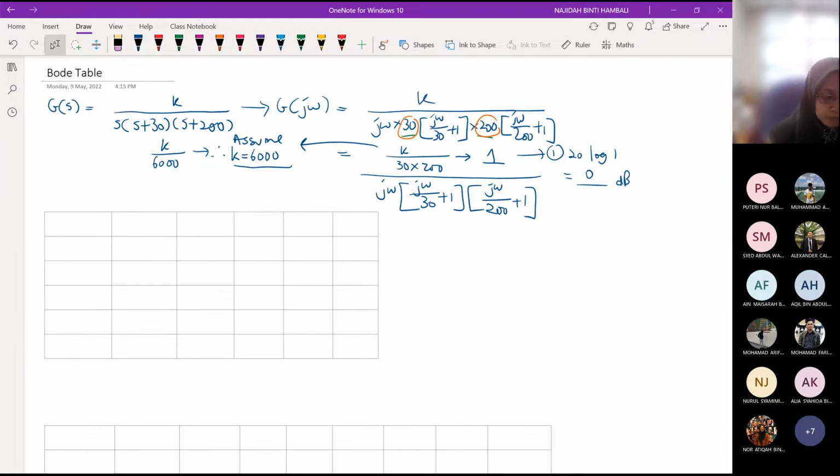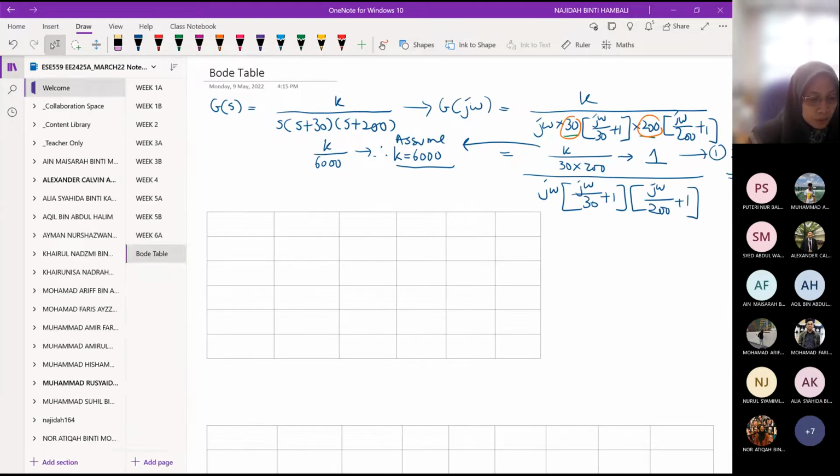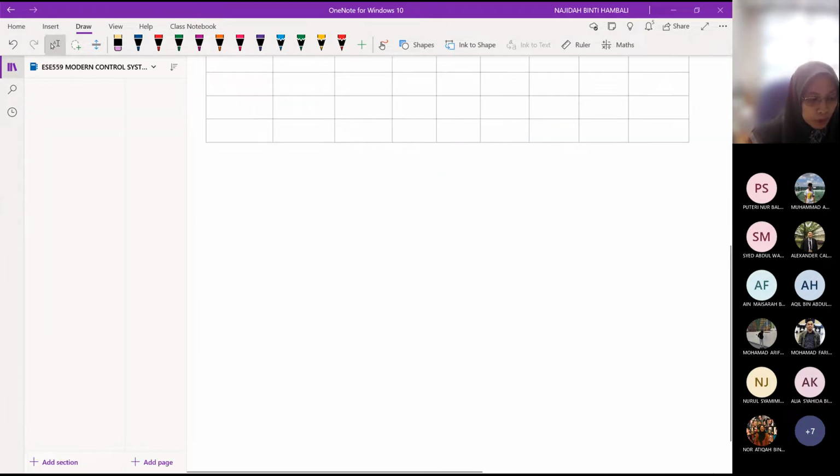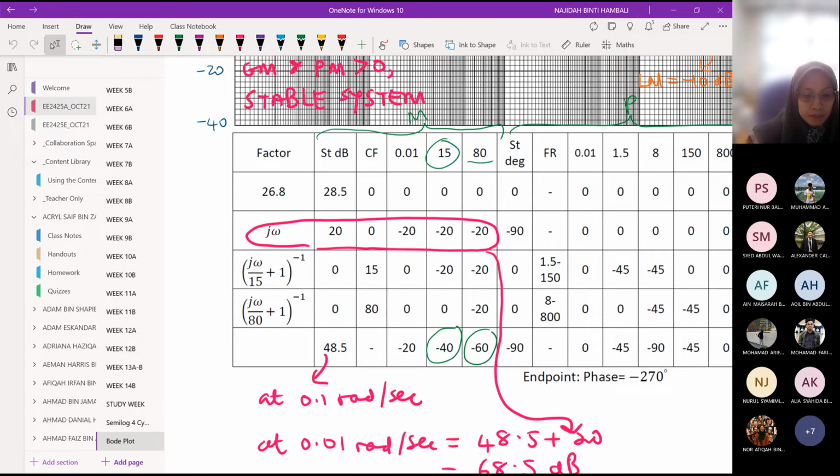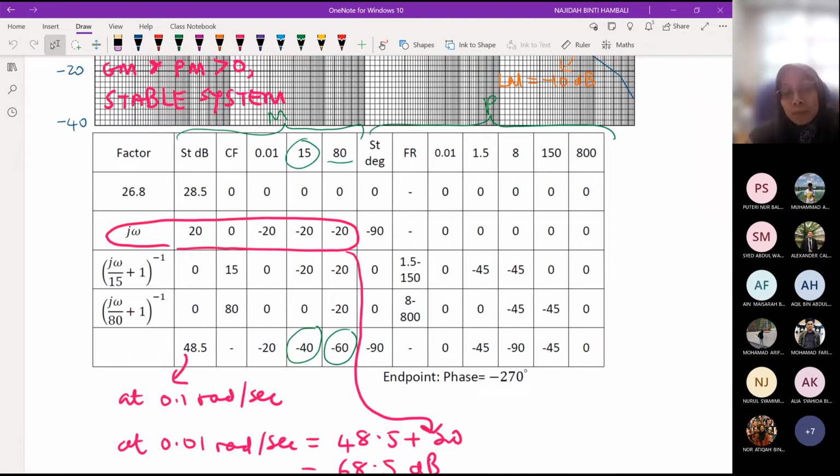Okay. Previously, I shared with my students to construct one table like this. Before this, saya ajar diorang buat satu table. The complete table for magnitude and phase. This is for magnitude, M for magnitude, and the right part is for phase.